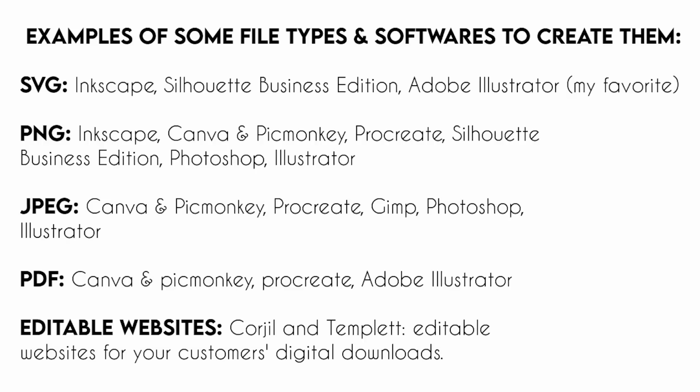And this is kind of a newer thing that I've been noticing, is Corjl and Templett. These are websites that basically you as the seller purchase this as a monthly thing. You put your designs in there and your customer goes and designs their printables. So let's say it's a birthday invitation, they can literally plug in their photos and change the dates and the addresses and all of that and download it immediately onto their computer and print it from home or whatever they want to do. So this is an option if you're wanting to look into something that your customer is going to edit and print from home. It kind of does the work for you. So that's an option as well.